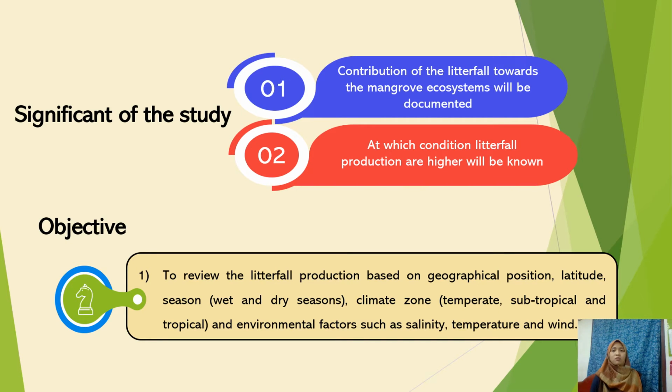This is the world map based on the climate zone. The significance of my study is that the contribution of litter towards the mangrove ecosystem will be documented, and the conditions under which litter production is higher will be known. My objective is to review litter production based on geographical location, latitude, seasons, which is wet or dry season, climate zone, and environmental factors.